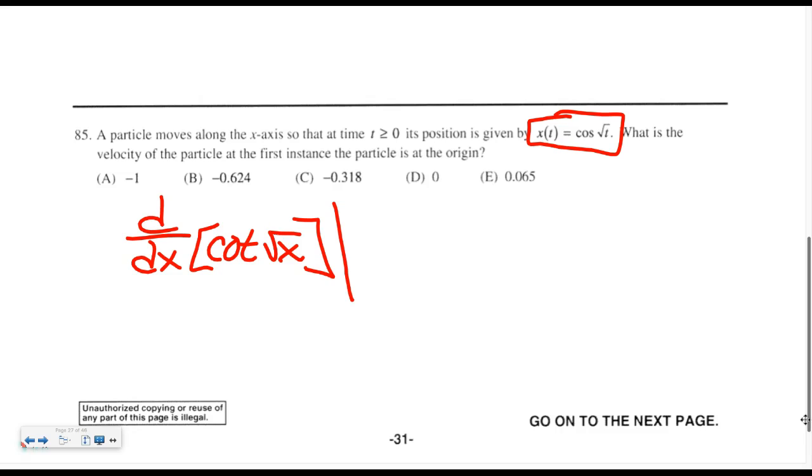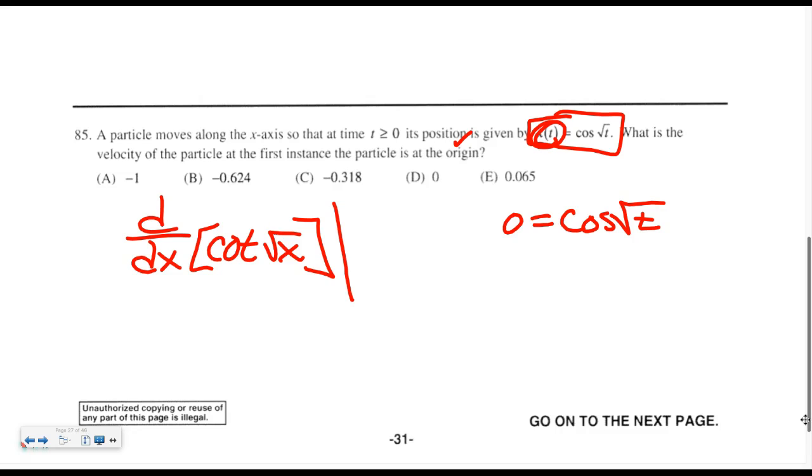Well, that I have to go figure out, because if you're at the origin, your position is 0. So you have to set 0 equal to cosine of the square root of t, or x, whatever. I'll just keep the t going in here. But you have to figure out what's going to cause cosine of the square root of t to equal 0, because that's when you will first be at the origin. Now, you have a couple ways to do that.